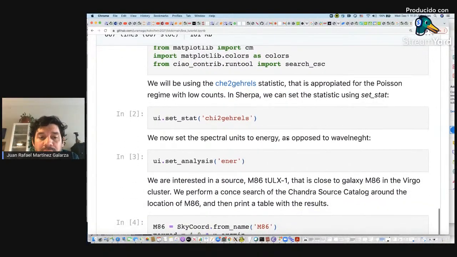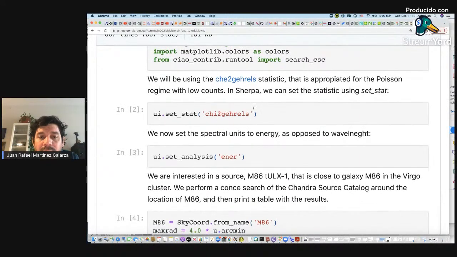We do a couple of things first. We are going to set a statistic. So remember that I talked about the chi-square statistic today, and I also talked about the Cash statistic yesterday. That's basically a measure of how close your data is to your predicted model. And it can be a chi-square value, or it can be, remember, the Cash statistic that was derived directly from the Poisson model. Well, that's exactly what we're doing here.